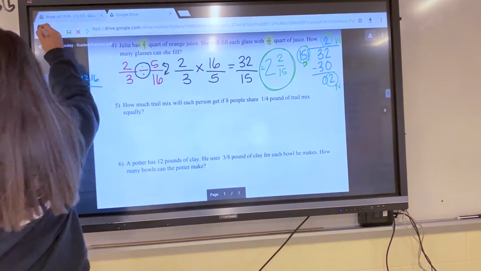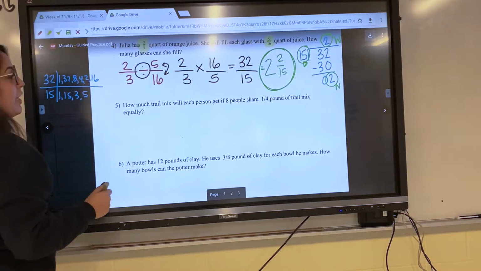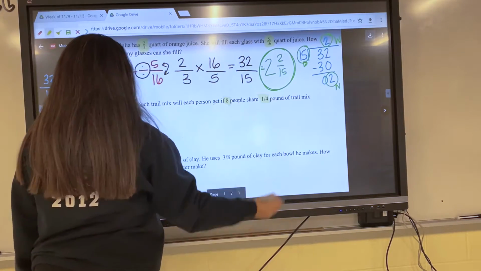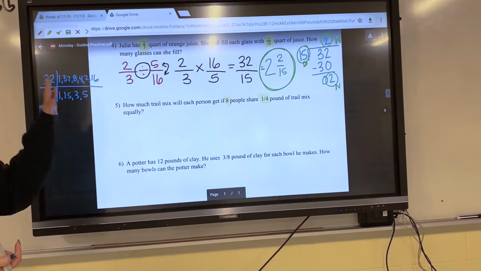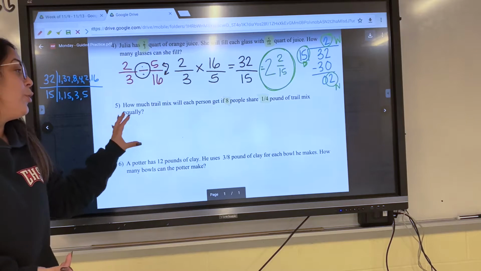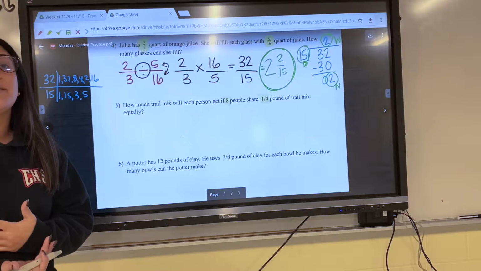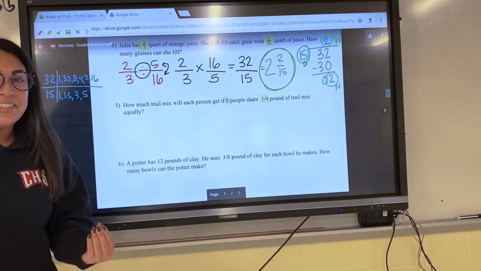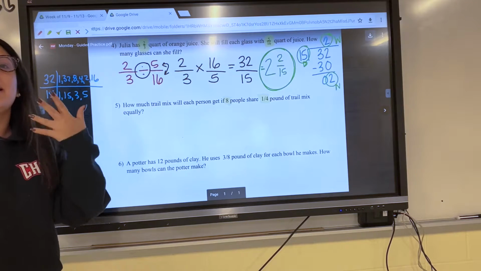All right, number 5 says, how much trail mix will each person get if 8 people share 1/4 pound of trail mix equally? So this one's a little different because we have a whole number. Now, whenever we have problems that deal with people, we are not going to put our whole number when we're dealing with people as our first number, because then we're saying that we're dividing the people to give to the trail mix. Does that make sense? No, it doesn't. So we are dividing the trail mix by the number of people.